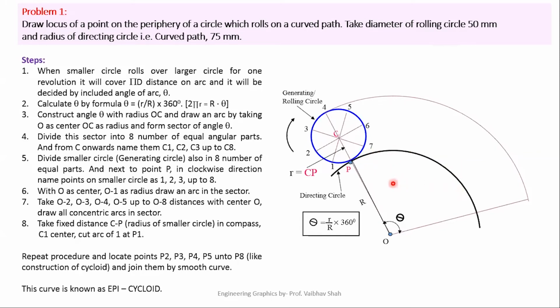Secondly, you can use the angle bisection method and divide this particular portion into 8 equal parts. We are using the first method. We are dividing this theta by the protractor method into 8 equal parts. So let us divide this circular path into 8 equal parts.